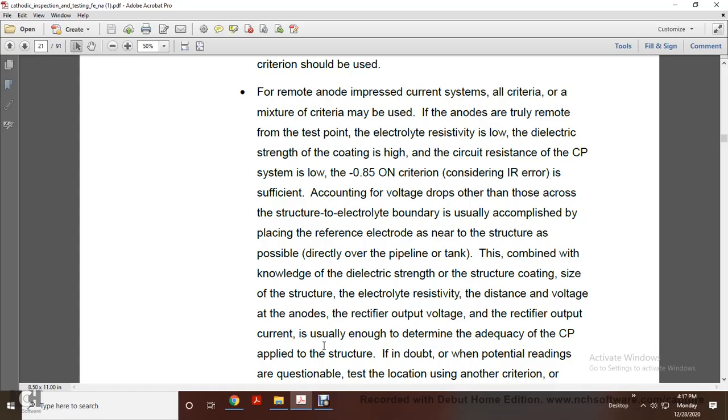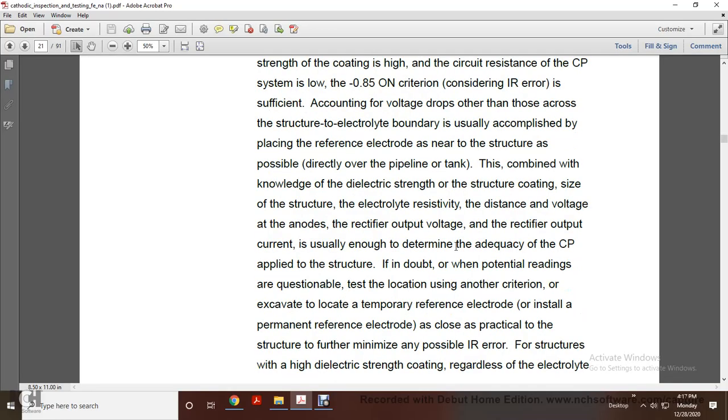Alright. For a remote anode impressed current system, all criteria and all mixtures of criteria may be used if the anode is truly remote, with the test point in electrolyte of relatively low resistivity, the dielectric strength of the coating is high, and the circuit resistance of the cathodic protection system is low. With the negative 0.85 on criterion, to compensate for IR drop, it is sufficient to account for any voltage drop other than across the structure-electrolyte boundary, usually accomplished by placing the reference electrode as near to the structure as possible, directly over the pipeline or tank.